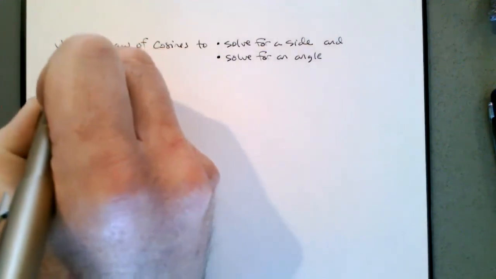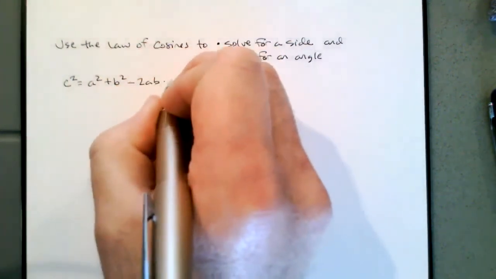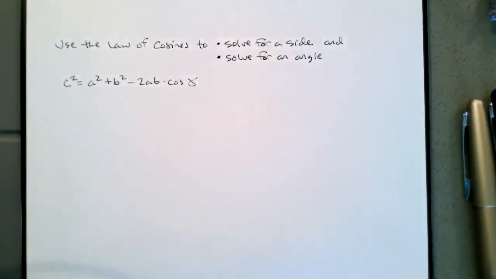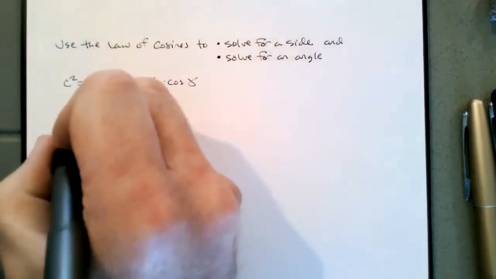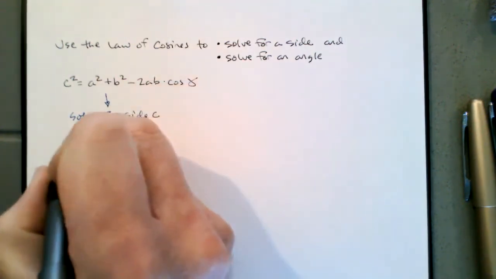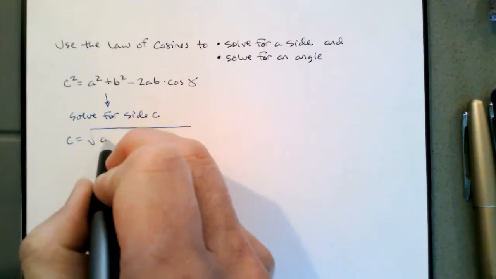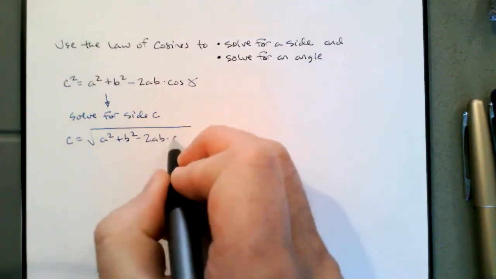So what we're going to do is take the base form, c squared is equal to a squared plus b squared minus 2ab times the cosine of gamma. And I can use this to solve for side c or angle gamma. So I can solve for side c by just taking the square root of the stuff on the right side. So c is the square root of a squared plus b squared minus 2ab cosine of gamma.